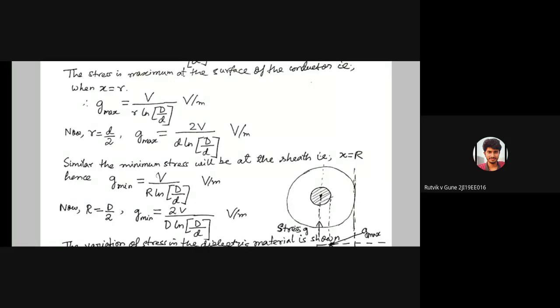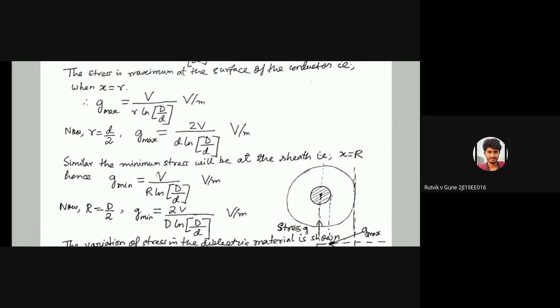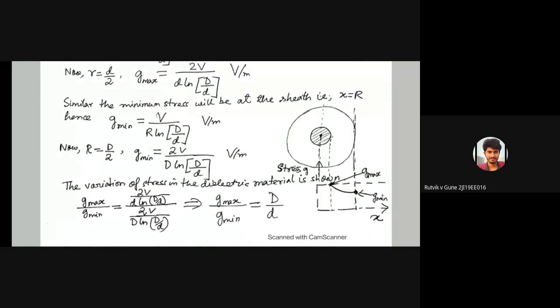So g max, the maximum electrical stress, is highest at the surface of the conductor. Now this value divided by the minimum value, which is at the sheath, the ratio of these two, is the variation of the stress in the dielectric material.